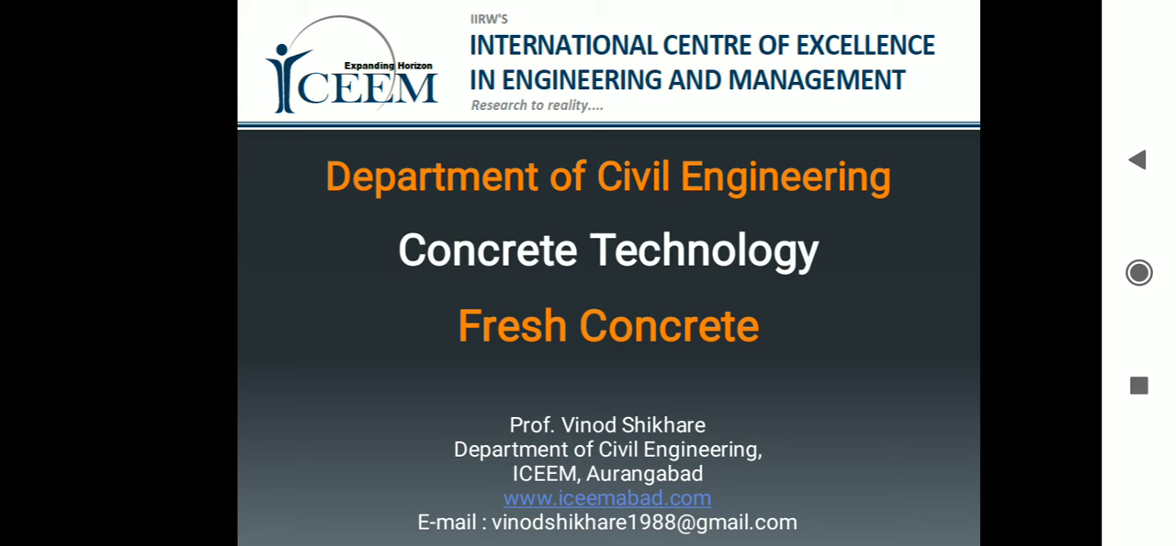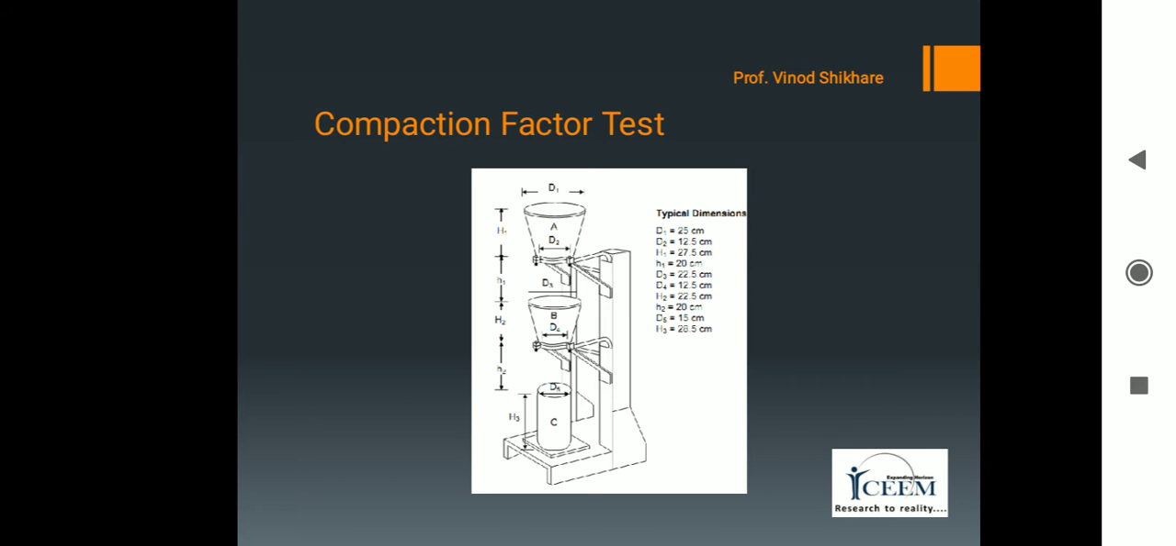It is a very easy test, and it is done in the field as well as in the lab. We discussed the slump cone test in the last lecture. Today we see the compaction factor test, flow test and VB consistometer test on concrete for determining the workability of concrete. First, let's see the compaction factor test.